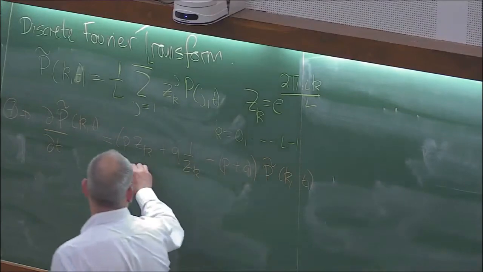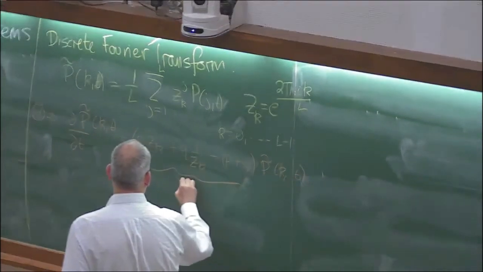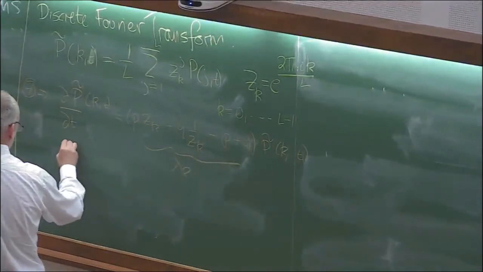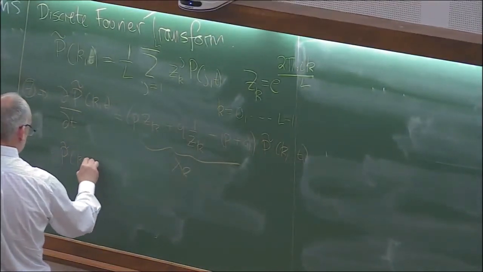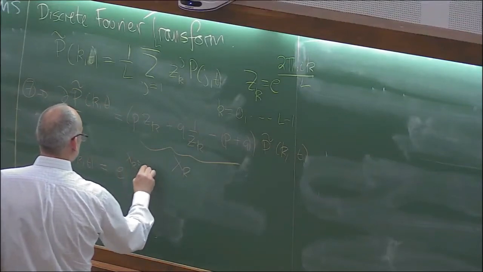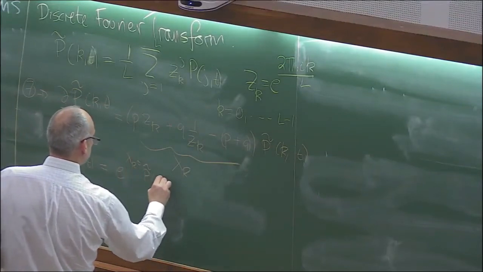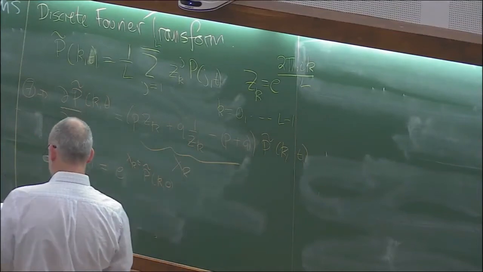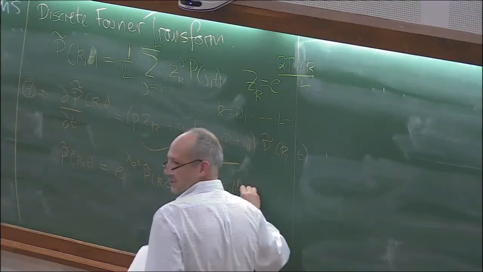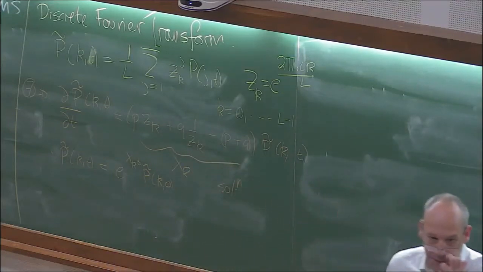So if I call all this stuff here lambda k, then I see that p tilde k t will just be e to the lambda k t times p tilde k 0. That's the solution. So great, that's the easy bit.